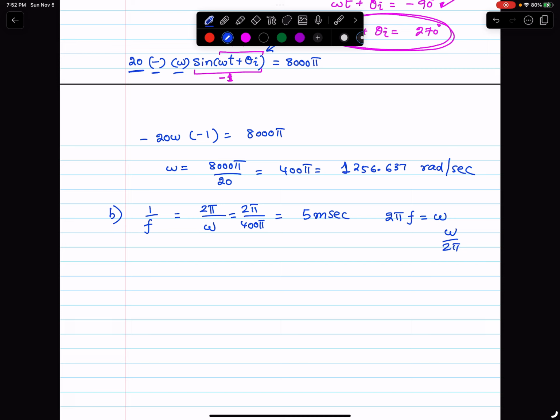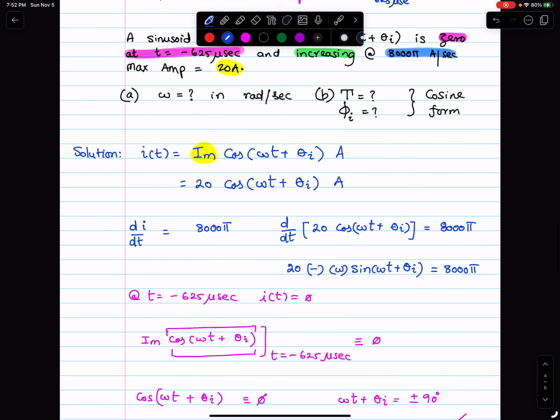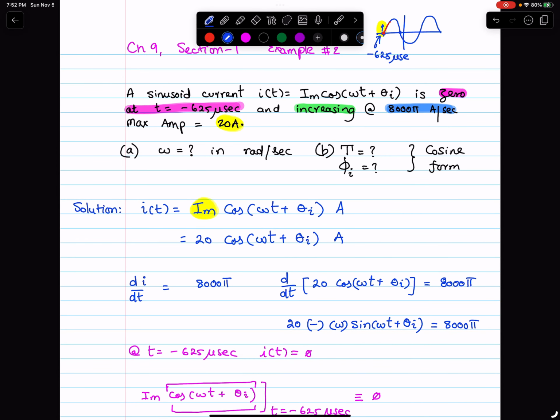Everybody with me? So we are interested in calculating the big T, the time period, which can be calculated as 1 over f. 1 over f can be expressed in terms of omega, and voila, we have 5 milliseconds for that. What's the next part that we are expected to find out? We are expected to find out the value of theta I, isn't it? Let's see. What is the value of phi I or theta I?